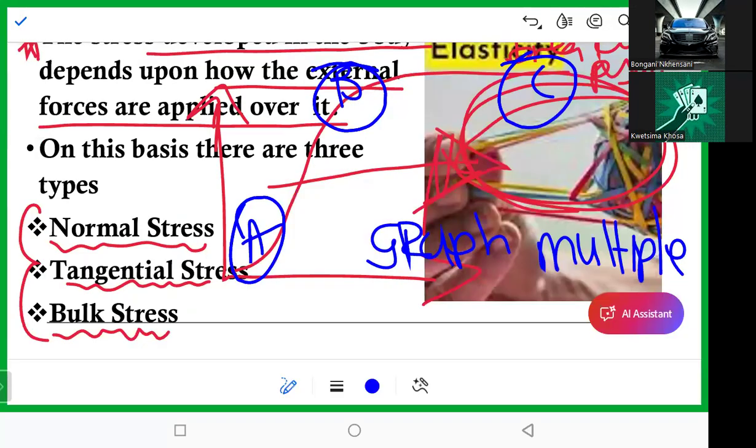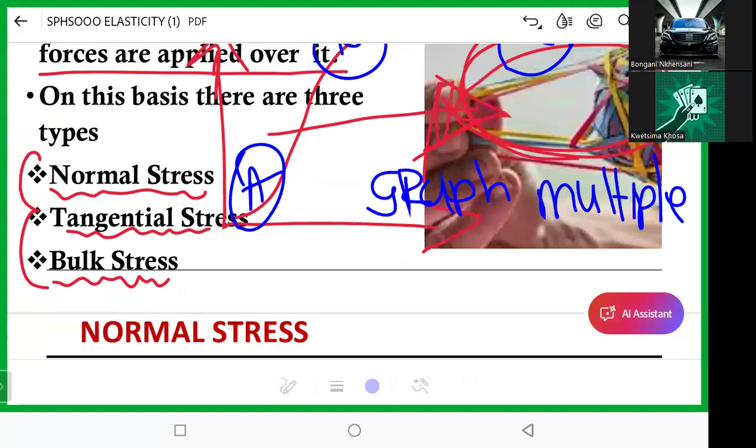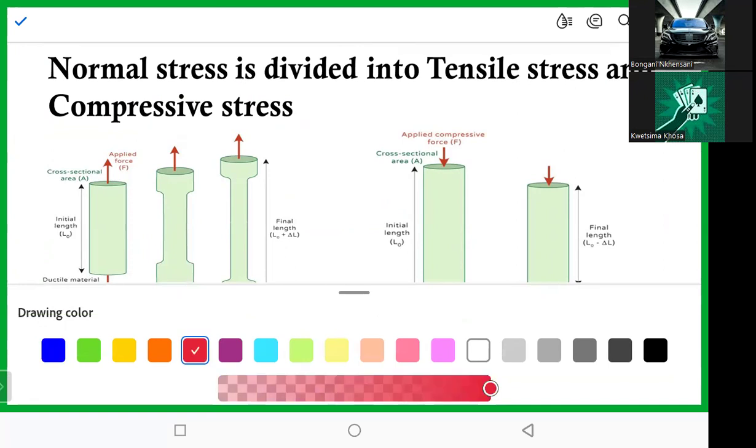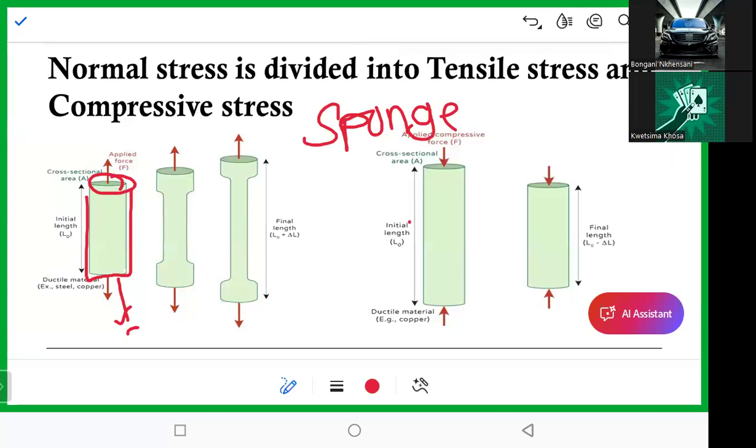So as I was saying, now we've got three types of stress: normal stress, transitional stress, and bulk stress. So normal stress is divided into two types of stress. You know that when you apply force, let's say on a rubber band, no? If you are pulling, or let's say on a sponge. Let's just say, for instance, this is a sponge, right?